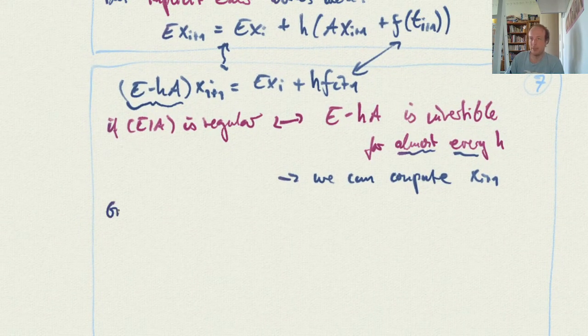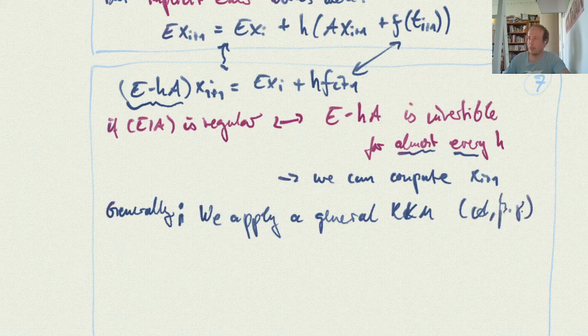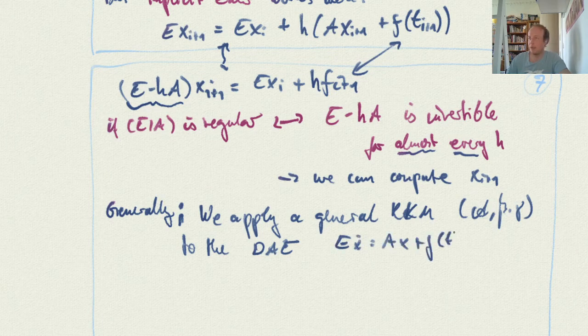So generally, what I want to do right now, in all generality, is we apply a general RKM, which is basically these alpha, beta, gamma, to the DAE E x dot is A x plus f of t.